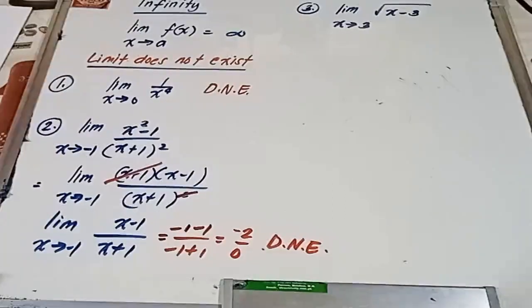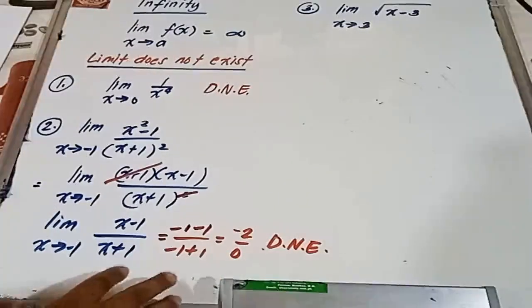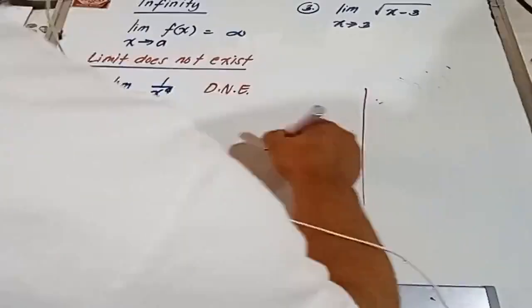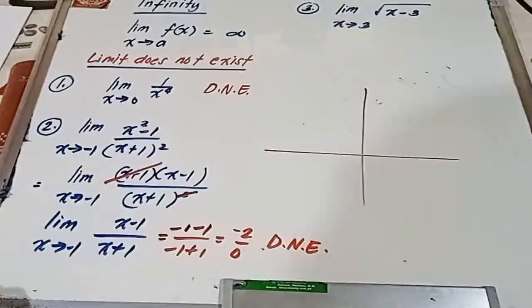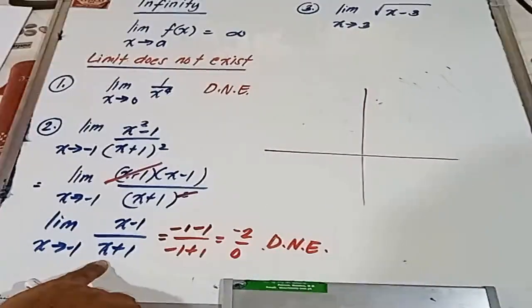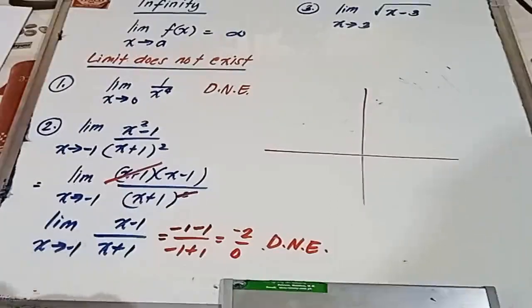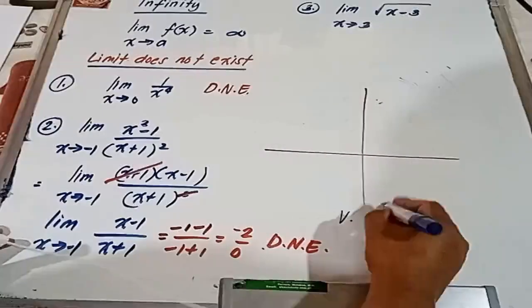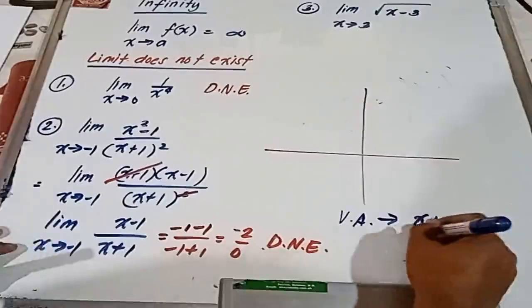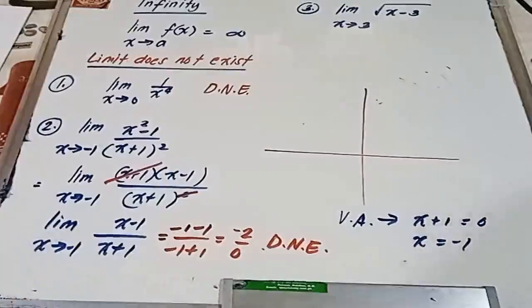So, ano bang illustration nun? Ano bang equivalent graph of this function? I-graph natin para lalo nyo maintindihan na hindi talaga nag-exist yung limit of this function as x approaches negative 1. Graph tayo. Kunin natin yung asymptote. Okay? Yung vertical asymptote can be determined by equating the denominator to 0. Kung natatandaan nyo, vertical asymptote can be determined by equating the denominators to 0. Therefore, x equals negative 1 is our vertical asymptote.